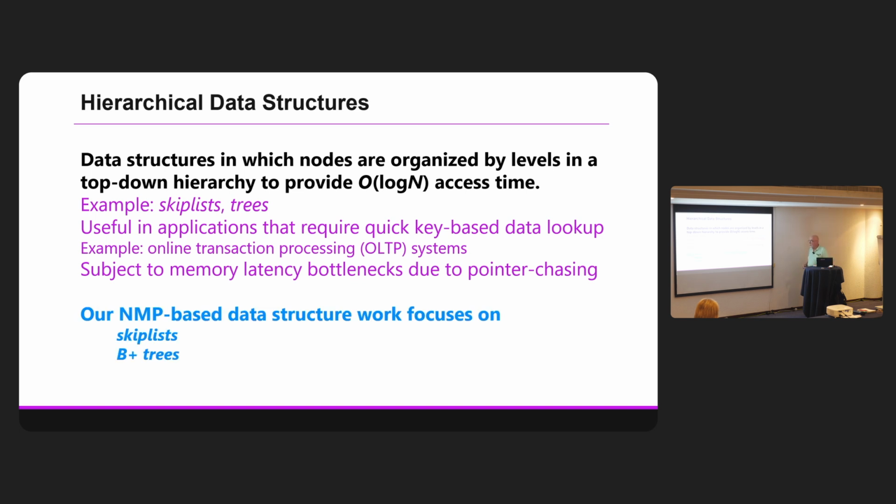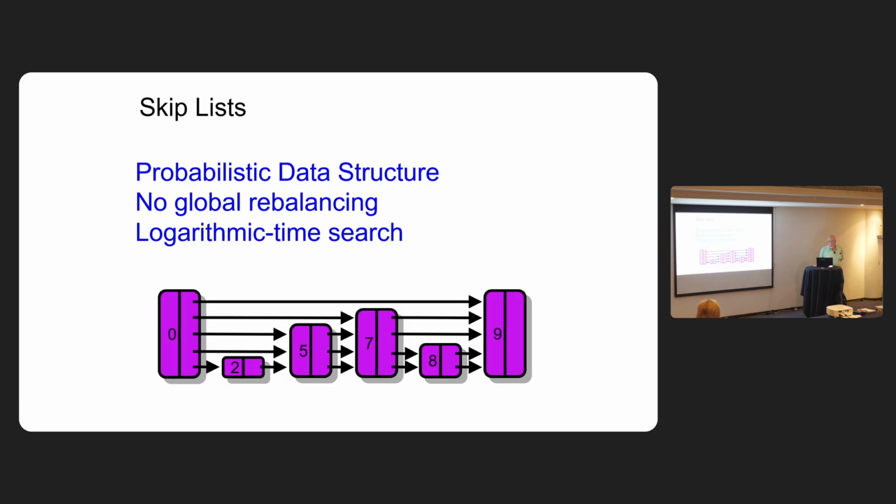So as I said, we're going to be looking at skip lists and B plus trees, which are common hierarchical data structures. I'm going to take a little bit of time to remind you what a skip list is. I'm sure many of you know this fairly well, but because the results depend a lot on the particular structure of skip lists, it's worthwhile to talk about this. A skip list is a randomized data structure. It has a nice property that there's never any global rebalancing and it has a logarithmic time search.